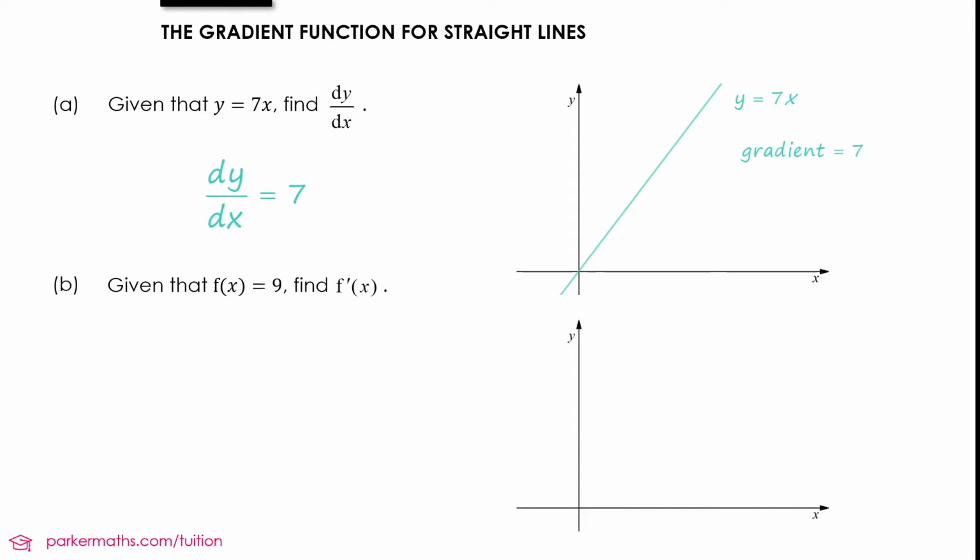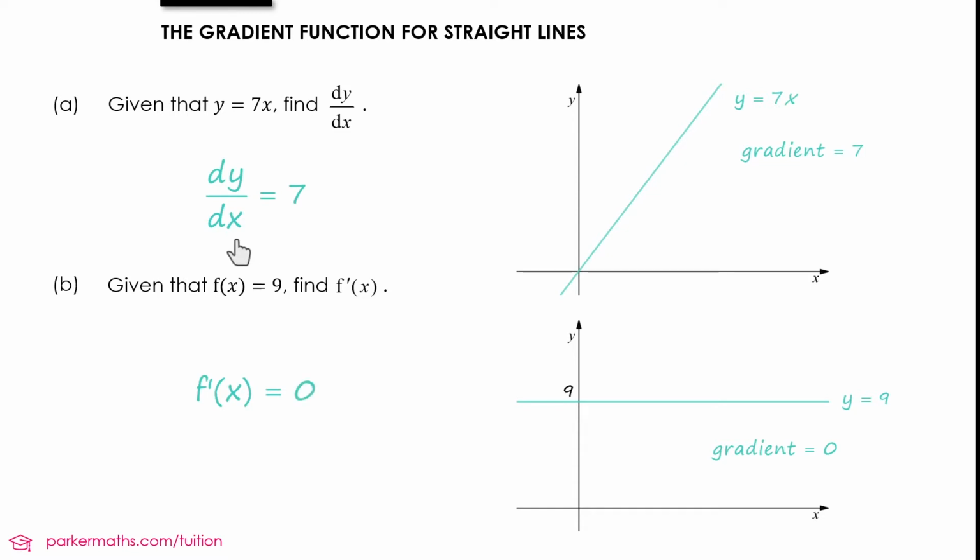For example, if we have the function f of x equals 9 and we graph y equals f of x, we get a horizontal line. And as it's a horizontal line, it has a steepness of 0 and therefore a gradient of 0, which means the gradient function here is f dash of x equals 0.